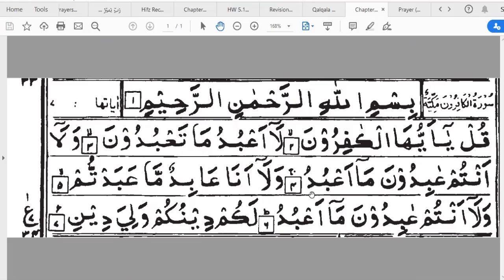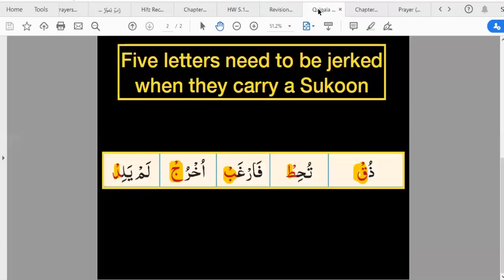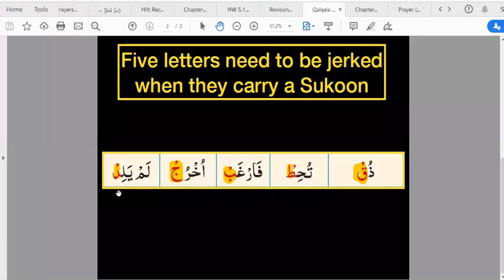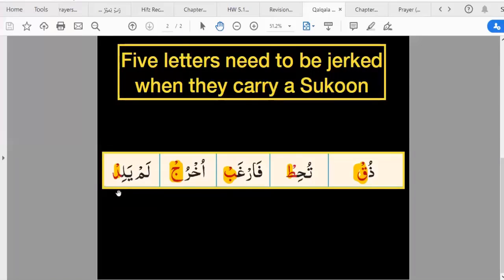And Dal with a sukoon is a kalkala letter, like we see here. And kalkala just means a jerking sound. So this would be read lam yalid as opposed to lam yalid. It needs to be jerked. Lam yalid. Are you able to read these letters for me? Yes. With a jerking sound? Have a go. Zuk. Good.